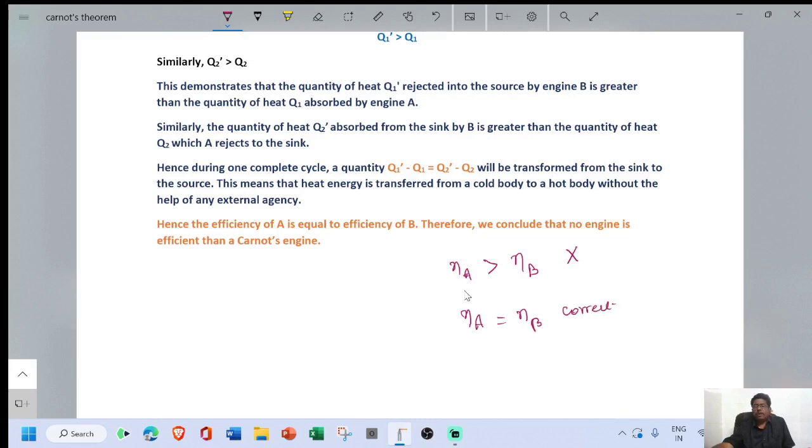If you assume engine A is more efficient than engine B, the amount of heat energy given to the source with the help of the engine B is greater than the amount of heat energy taken away from the source by the engine A, and the amount of heat energy taken from the zinc by the engine B is also greater than the amount of heat energy rejected to the zinc by the engine A, which is practically impossible.